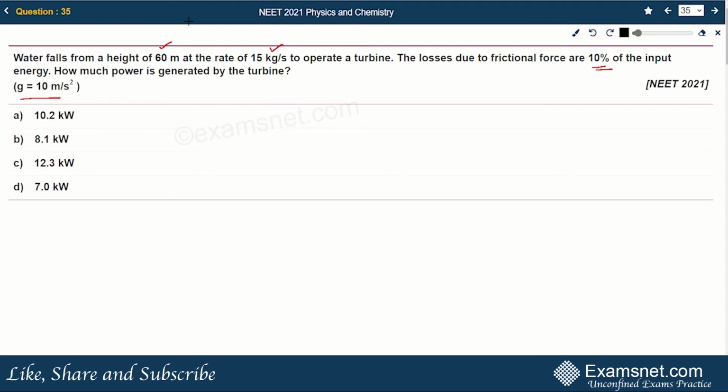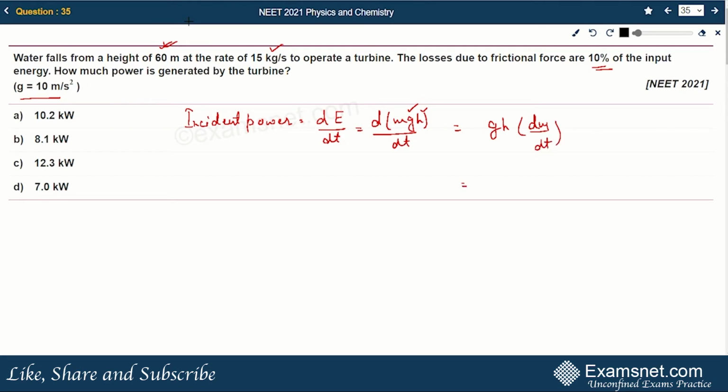Okay, so now total power input, that is known as incident power, will be equal to what? Rate of change of energy. So incident power will be equal to dE by dt. And what will be the energy at this highest point? It will be the potential energy. So we have to find out d of mgh by dt. Also, acceleration due to gravity, that is g, and height will remain constant, so first we'll take these out and then we'll get dm by dt.